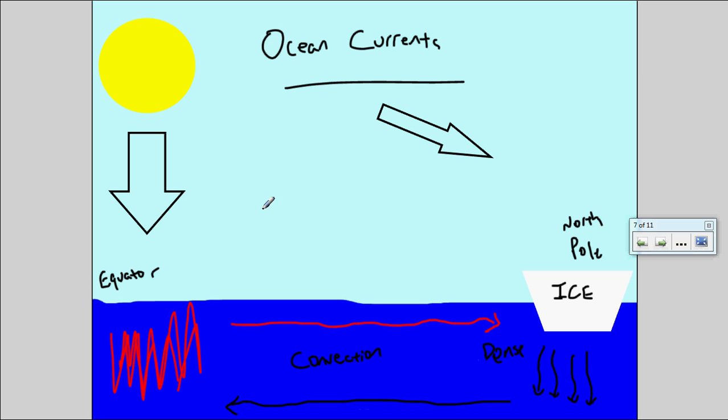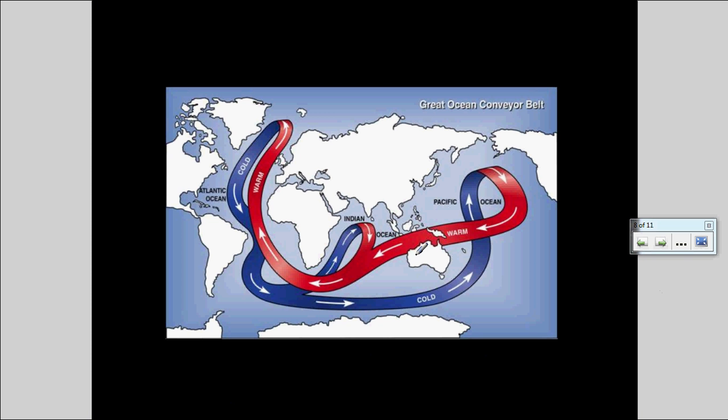The key to remember is anytime you have uneven heating, you can end up with a convection current. These convection currents are really important. They take the incoming solar radiation coming in at the equator and they transport it around our planet. So this carries warmth and moisture, affects our weather patterns all over the planet.